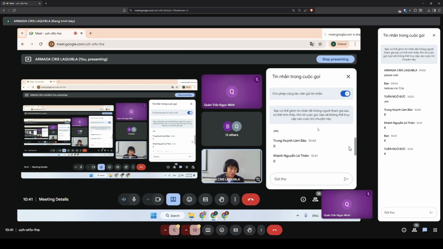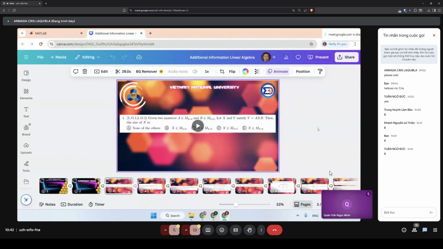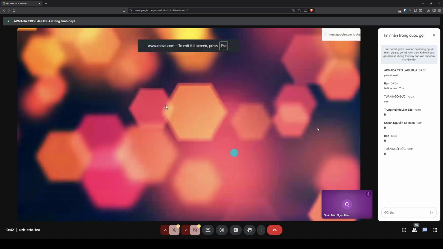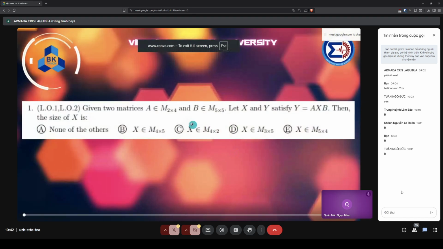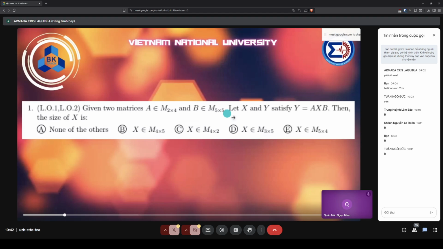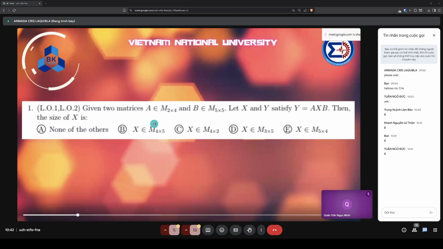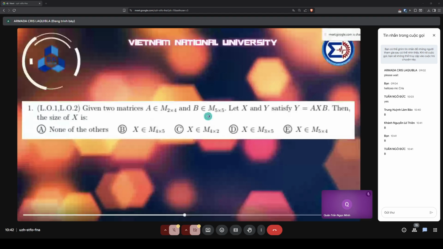So the first one who answered it is Chung Hoon Lambao. Congratulations. That is the correct answer. Letter B. It should be B, class, because your A is 2 by 4, your B is 5 by 5, so your X there must be 4 by 5. Correct? So that you can multiply it in your A there and the B. And that's it. Your answer must be letter B. See, that's very easy.